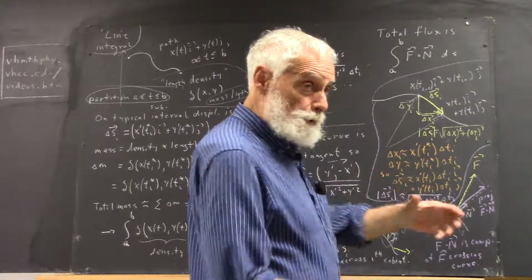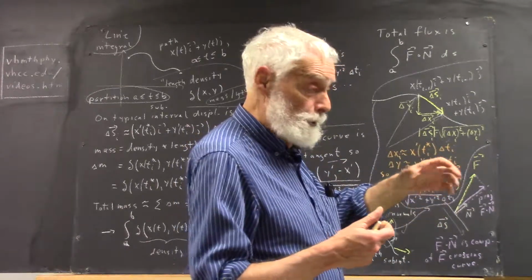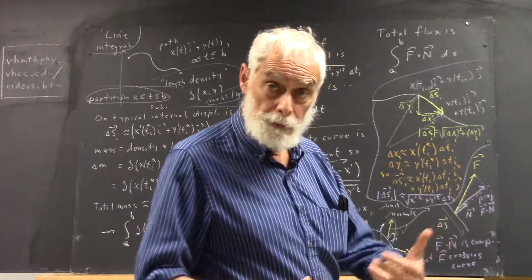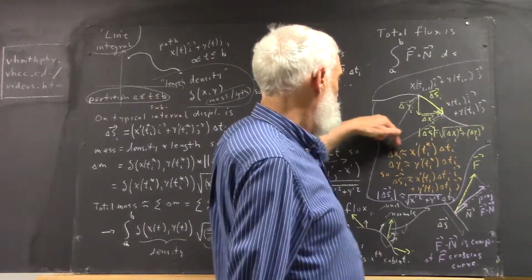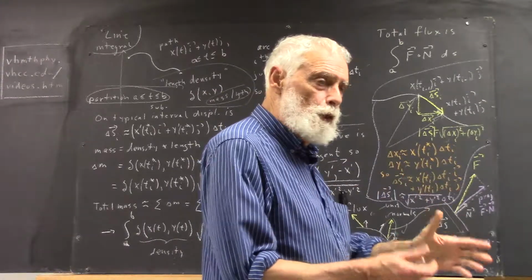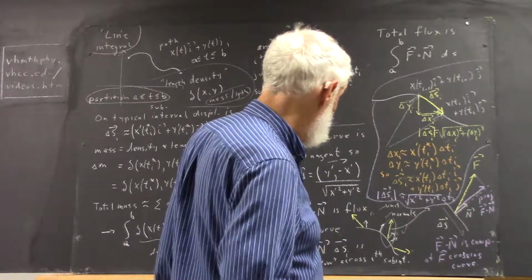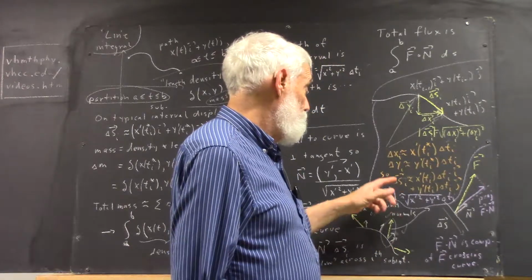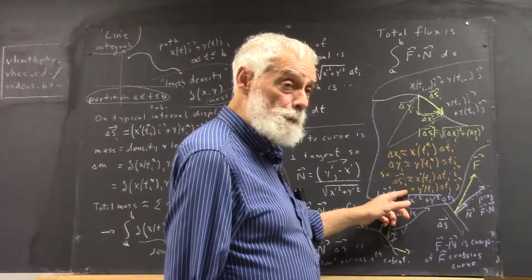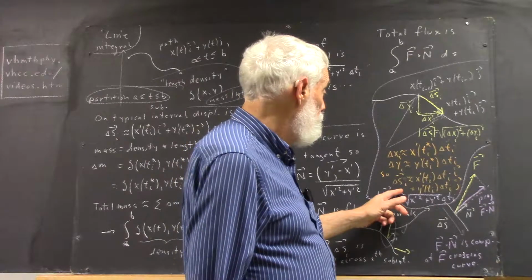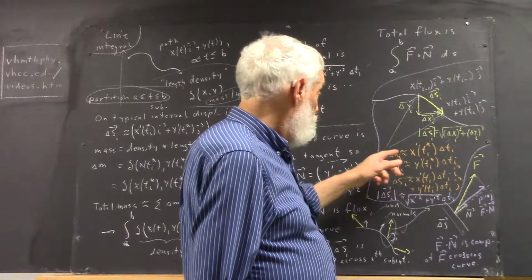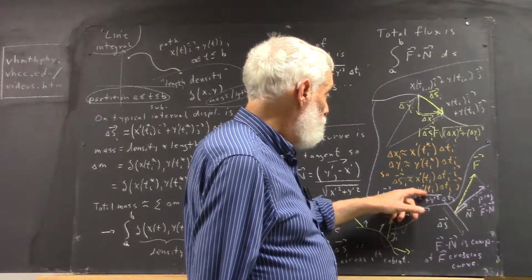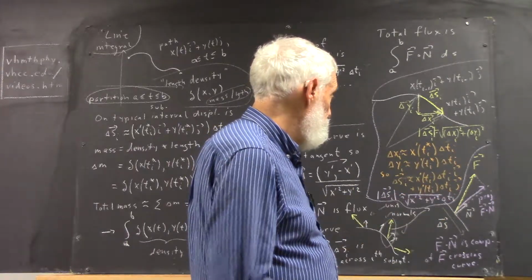Now, as we know, we're going to shrink our partition down in such a way, we'll shrink the mesh down, so that all our delta t sub i's approach 0, so that the approximation becomes more and more exact in the limit. Then we can say that the approximation of delta s sub i is going to be the delta x sub i approximation plus the delta y sub i approximation.